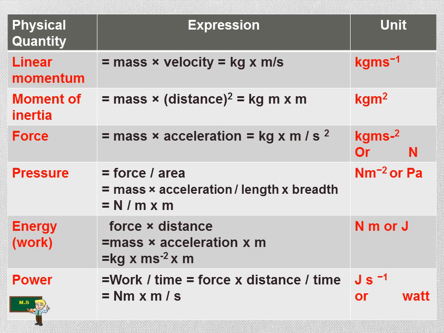Okay, then linear momentum. From the lower classes, you know about this linear momentum. Mass into velocity. For mass we put kg, and for velocity m by s. Therefore kg m s minus 1. Then moment of inertia, I. Mass into distance square, and for mass kg and for the distance m into m, that is kg m square.